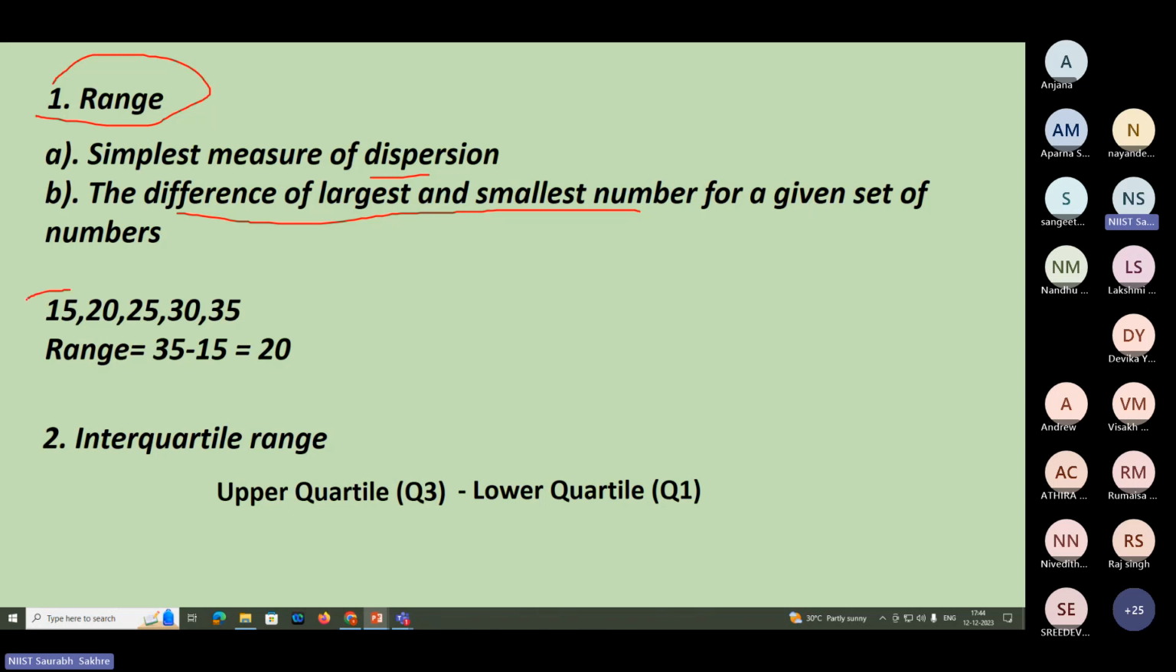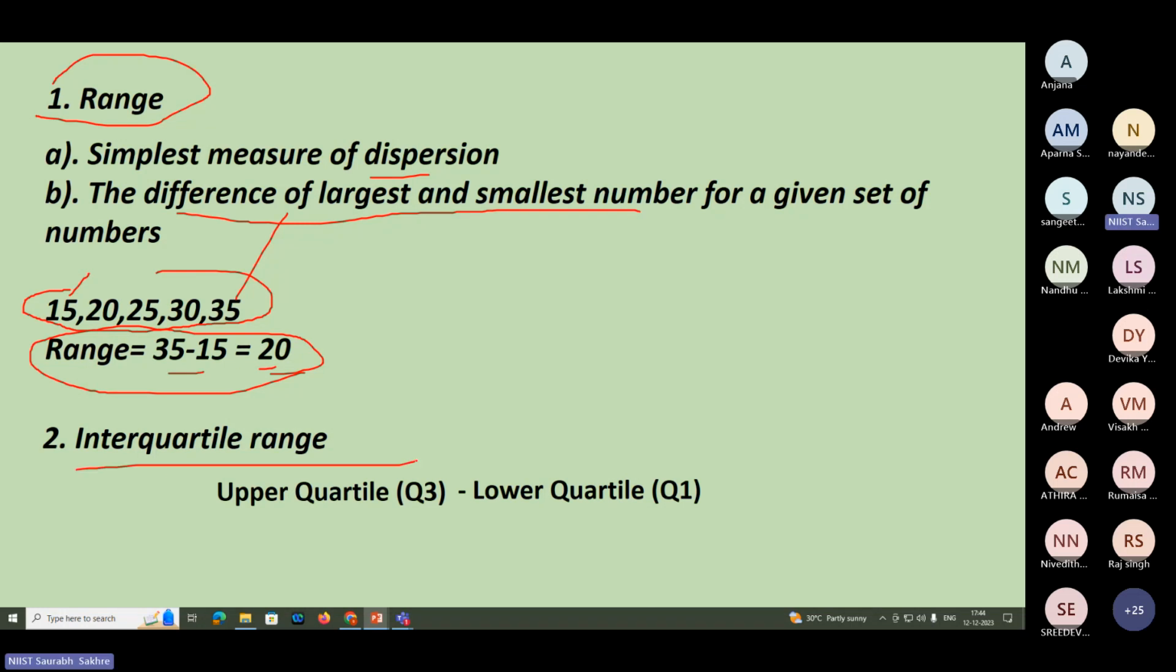Suppose the data is 15, 20, 25, 30, 35. The highest number is 35, the lowest number is 15. So 35 minus 15 is 20. 20 is my range. So I can say that maximum is 35, minimum is 15, so my range is 20.